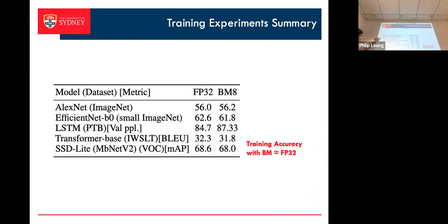We ended up running a bunch of them: AlexNet with the ImageNet set, EfficientNet, an LSTM, a transformer, and an object detector. In all cases, our 8-bit block Minifloat format was very close to 32-bit floating point.